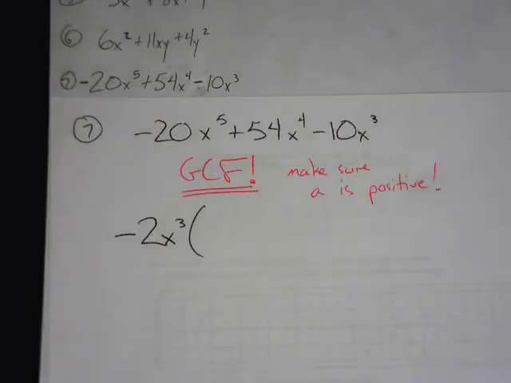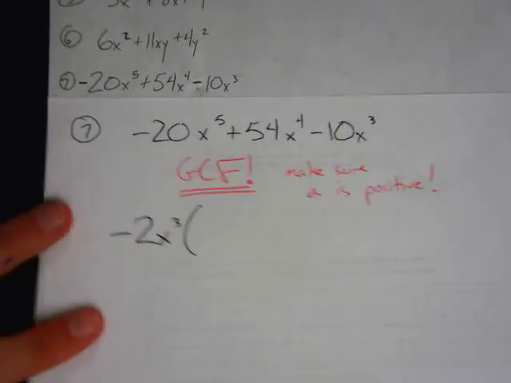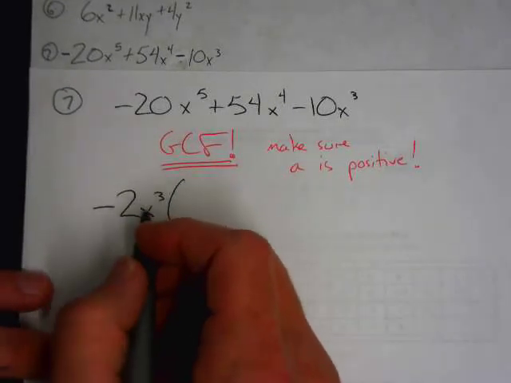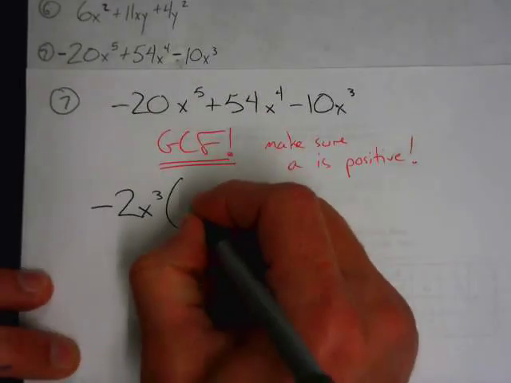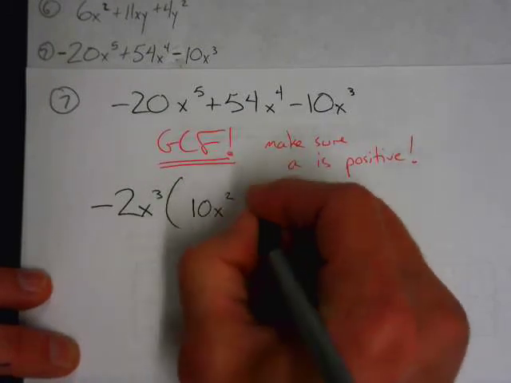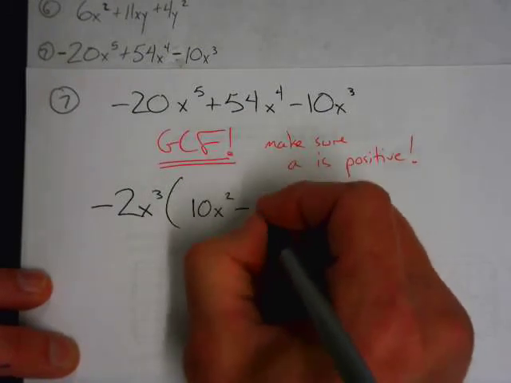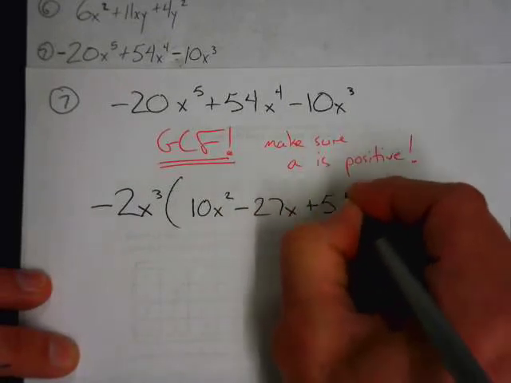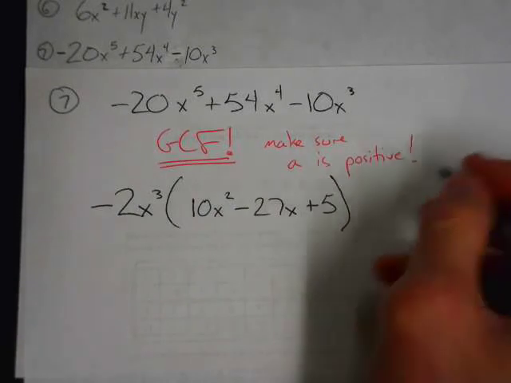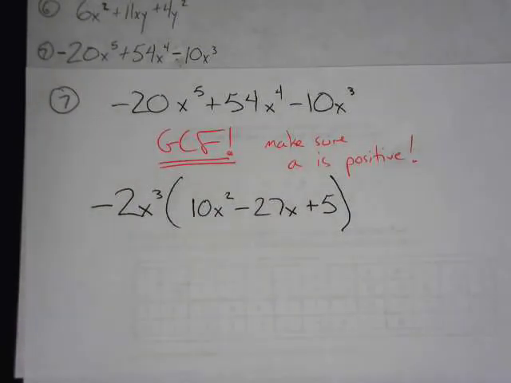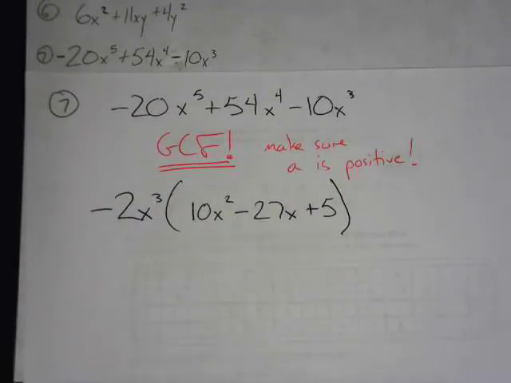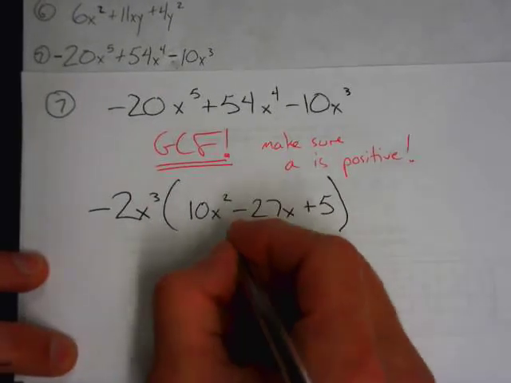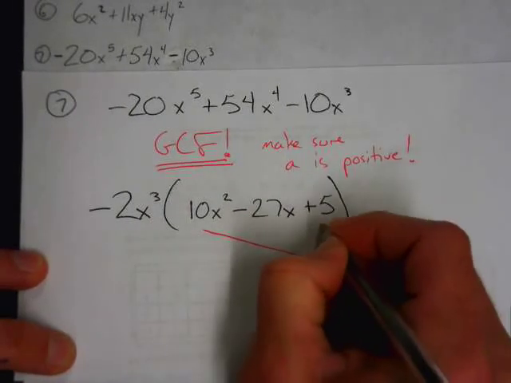Okay, so that's going to be a huge note. We want to make sure that A is positive, so we'll factor out a negative number. That's going to leave a positive 10x squared, a negative 27x, and then a positive 5. So that's what's going to leave us making sure that A is positive. So we're going to factor this trinomial any method. I'm going to use the x factor method.